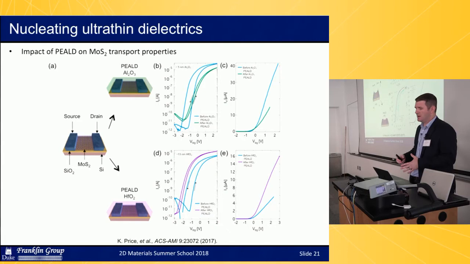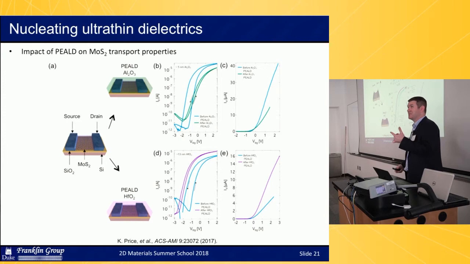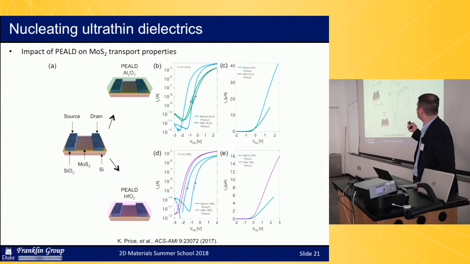But I am still going to suggest that the result itself is rather fascinating, because while you look at aluminum oxide at the top, the blue curve in the back is the initial curve before ALD, and the green curve is after the plasma-enhanced ALD of aluminum oxide. As may be expected, there's some degradation that occurs, both in terms of the switching behavior for the off-state as well as the on-state performance of the device.